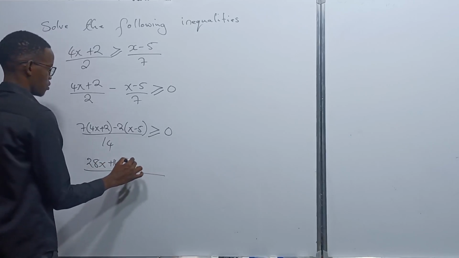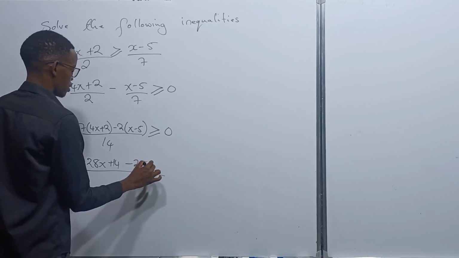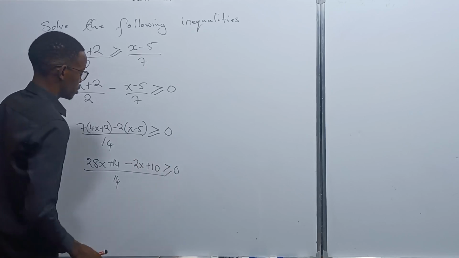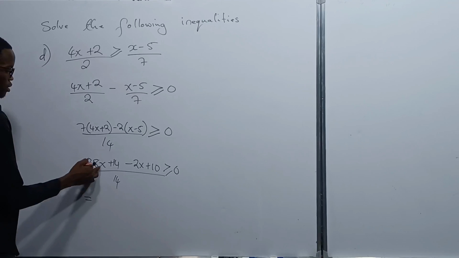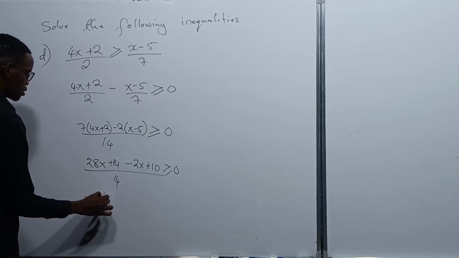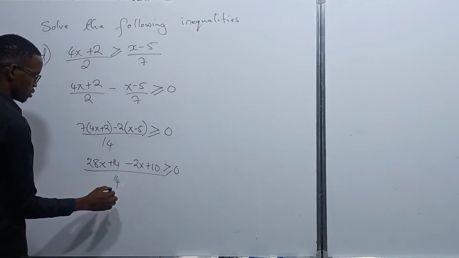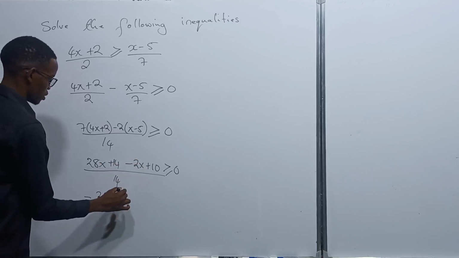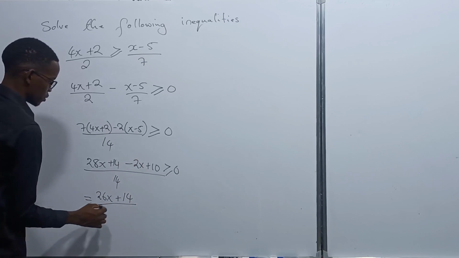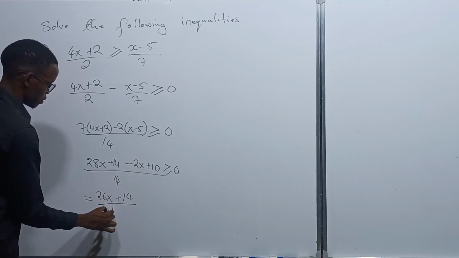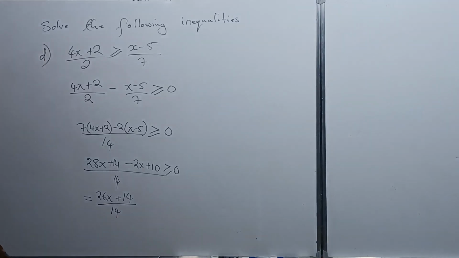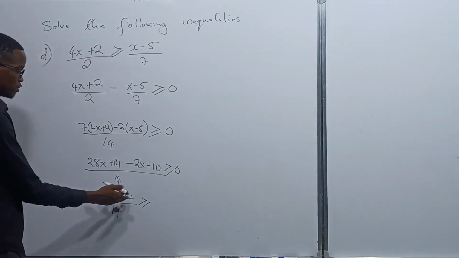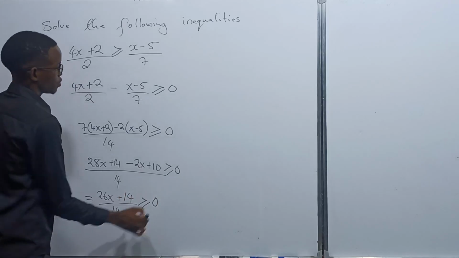Then we have minus 2x plus 10 over 14, everything greater than or equal to 0. So then here, this and this, we have 26x, then this and that, plus 14x. So plus 14 over 14. Okay, so now we have 26x plus 14 greater than or equal to 0.